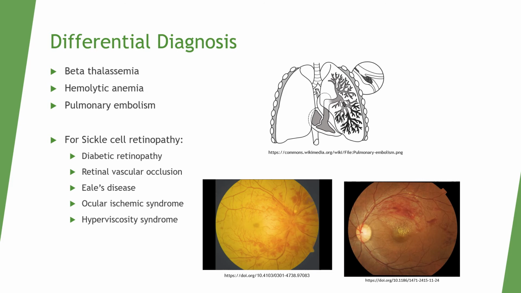For sickle cell retinopathy itself, and with slight or non-apparent symptoms of other sickle cell disease symptoms, the differential diagnosis can be diabetic retinopathy, Eales disease, simple vascular occlusion within the retina, ocular ischemic syndrome, and hyperviscosity syndromes, like polycythemia vera and Waldenstrom's macroglobulinemia.